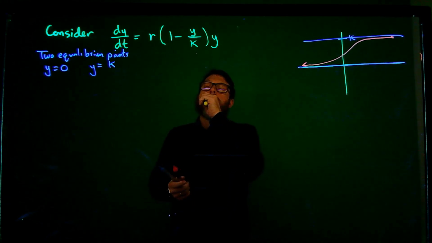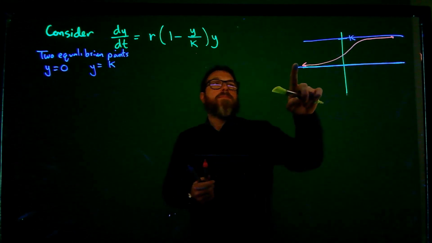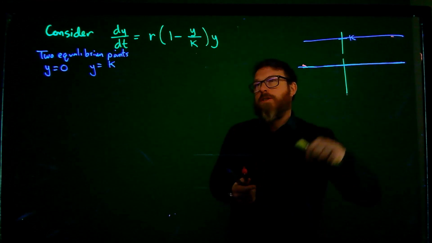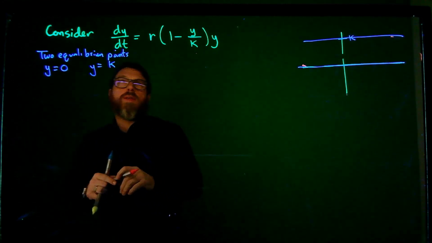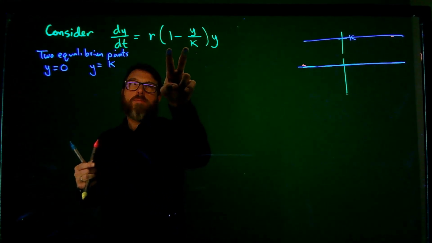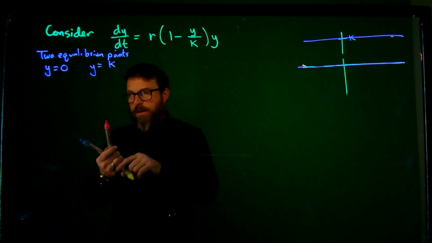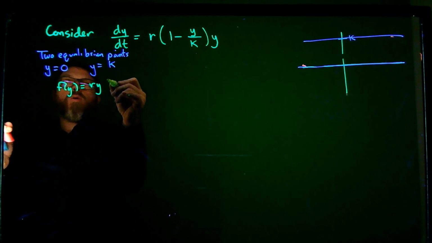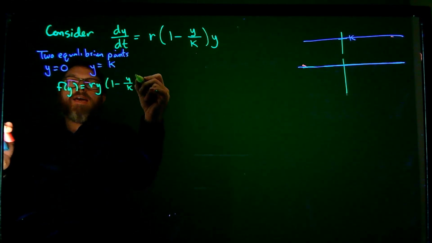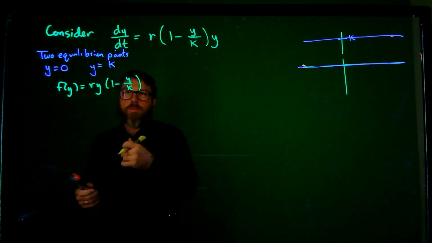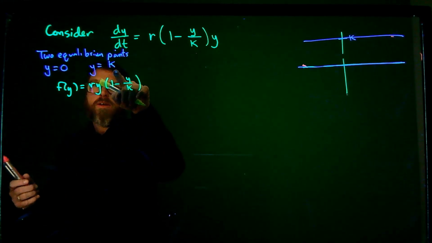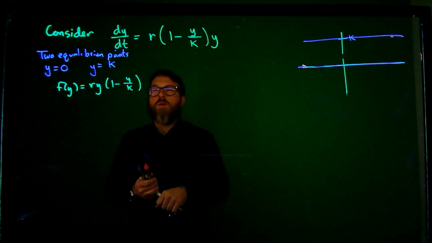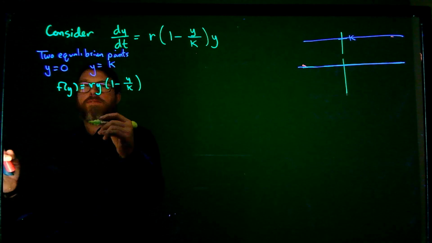So if I want to find the tangentials of this thing, I can just set this up as y is equal to this thing. So I have f of y is going to be equal to ry times 1 minus y over k. And again, we have our zeros here and here. So I really just want to investigate when this thing is positive.